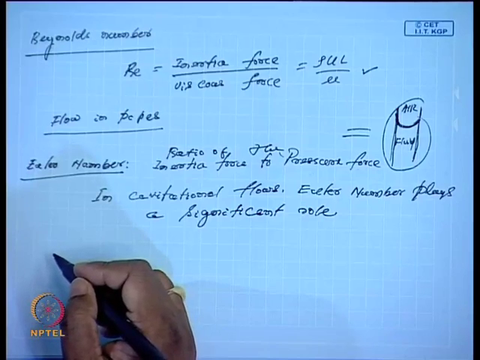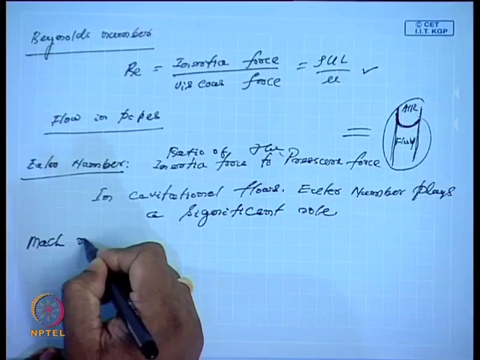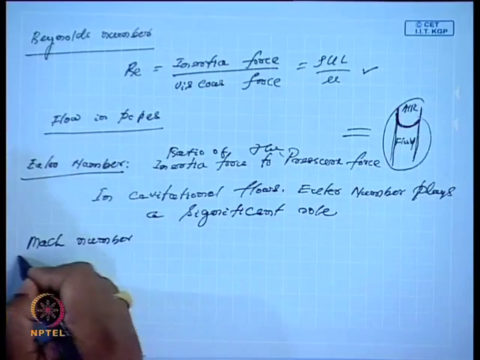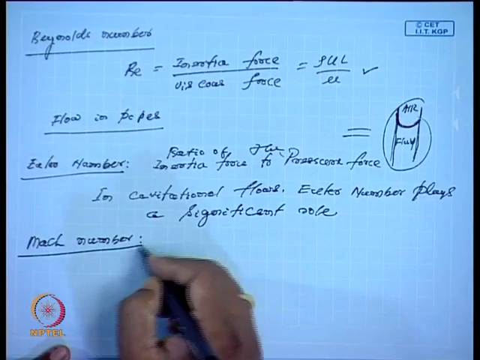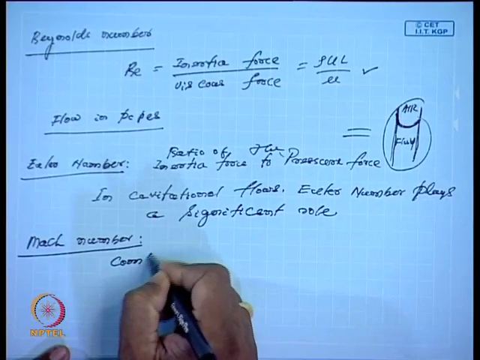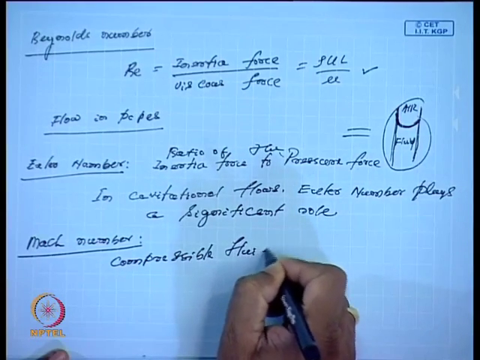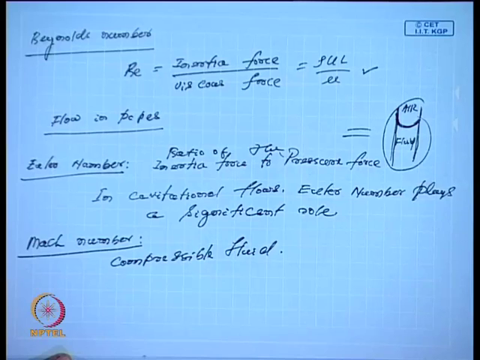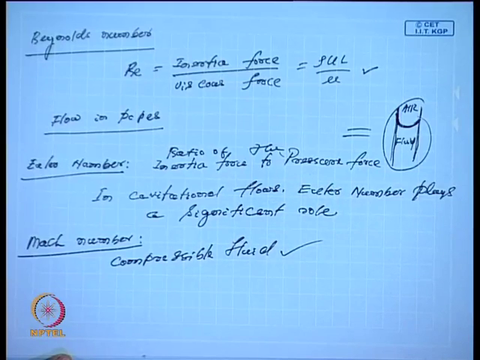Similarly, there is something called the Mach number. It is more important for compressible fluids, particularly when the fluid becomes compressible. This occurs at high speed flow or motion of an object like a jet, airplane, or projectile through air. When it passes through a subsonic speed region, this Mach number plays a significant role.